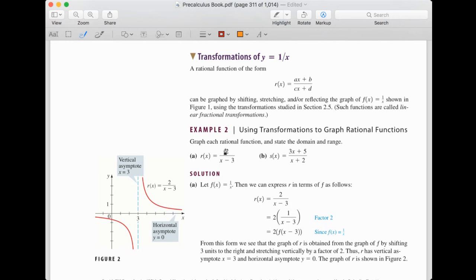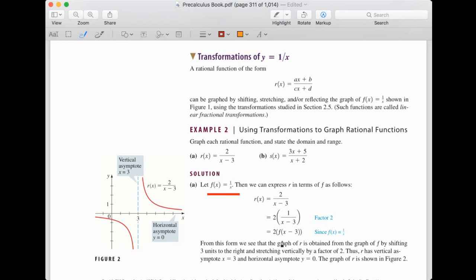And then the function is multiplied by 2. The scalar, we have a scale of 2. Think about f of x equals 1 over x. We can rewrite r of x as 2 times 1 over x minus 3, and that is 2 times f of x minus 3. Because f of x is 1 over x, then f of x minus 3 is 1 over x minus 3. So you see R is a transformation of F.